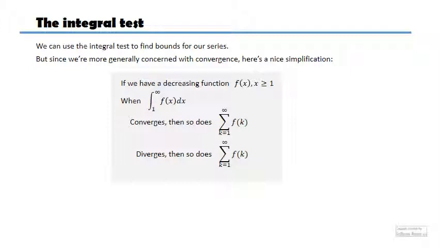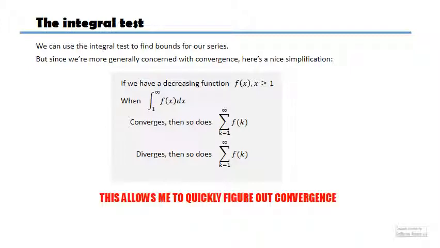I can always use it to bound, which is fantastic, but in terms of convergence, which is really what I'm going to be caring about in this section, it's much easier. Just do the improper integral. Does it converge? Then the series converges. Does it diverge? Then the series diverges. End of the story. Nothing else to worry about. Very quick, but of course very quick only if we know how to integrate that thing.